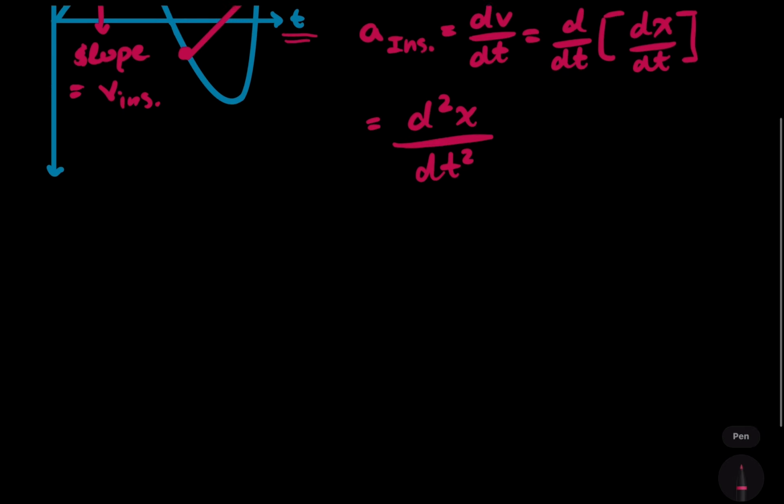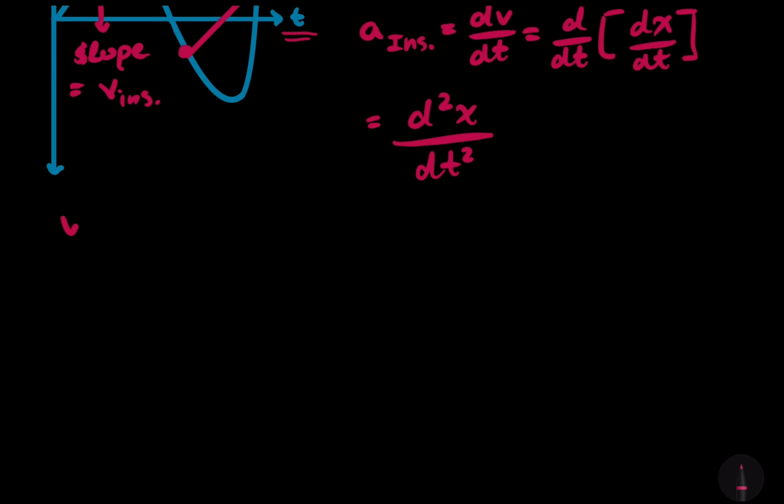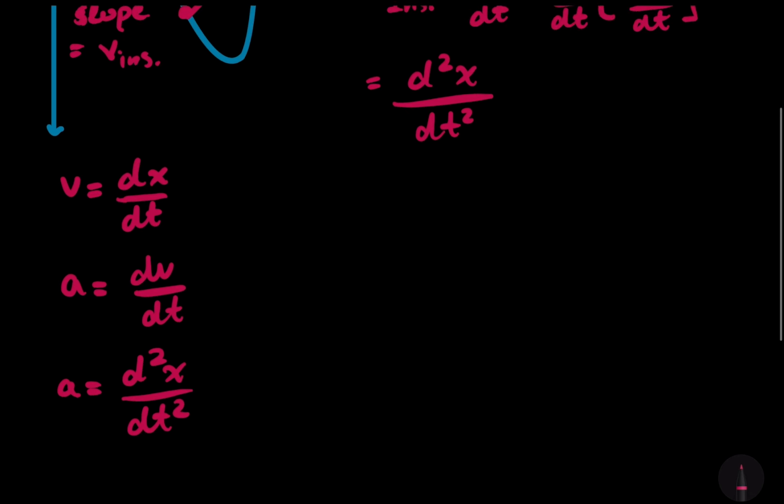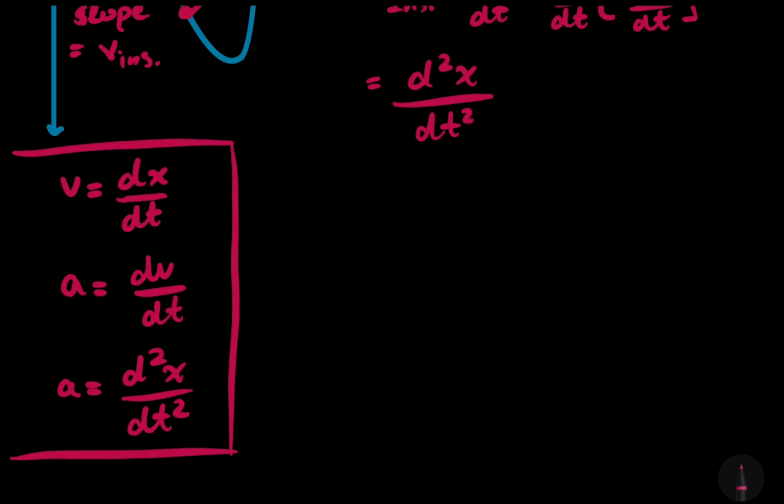So the first one that we have, to summarize everything, is that the velocity is given by the derivative of position with respect to time. The acceleration is given by the derivative of velocity with respect to time. Or the acceleration is given by the second derivative of position with respect to time. So these right over here are three very important equations of motion that we'll be using when we consider the applications of derivatives in physics.